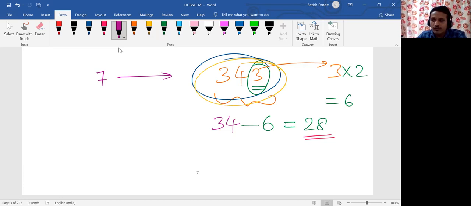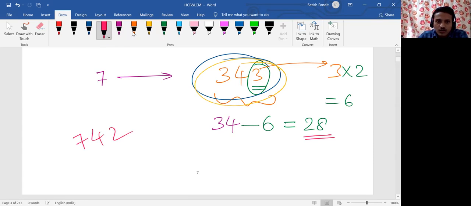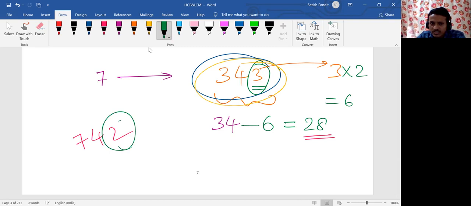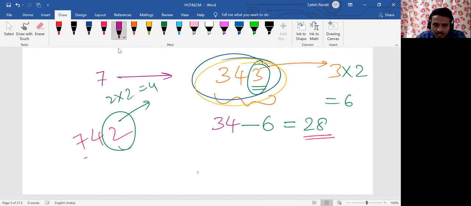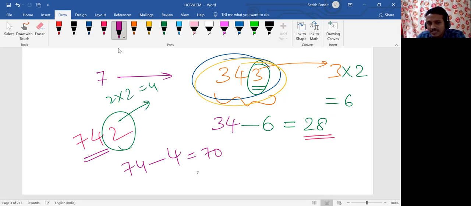For example, suppose I have the number 642, or let us take 742. Now, how to find out whether this number is divisible by 7 or not? Take the unit place digit, double it. So 2 doubled is 4. Subtract from the remaining. The remaining is 74, right? 74 minus 4 is 70. So 70 is divisible by 7.